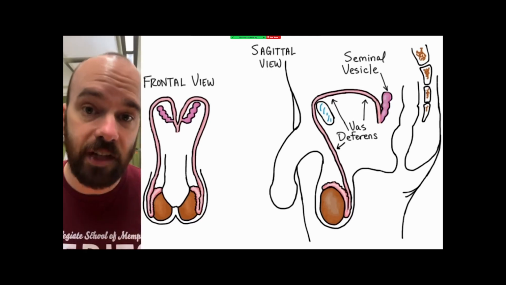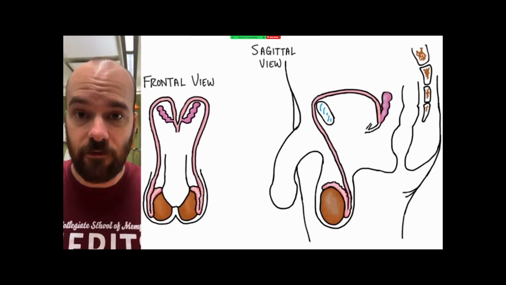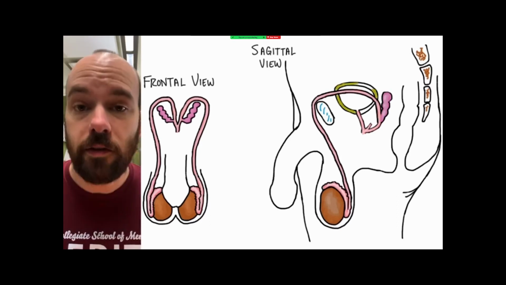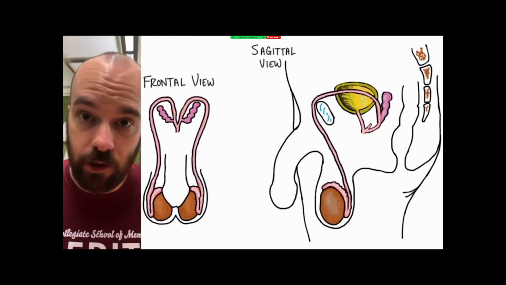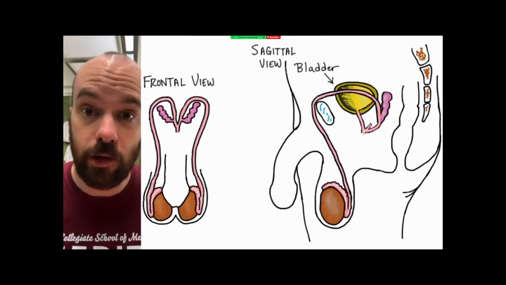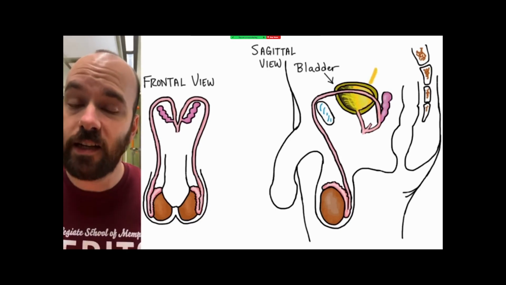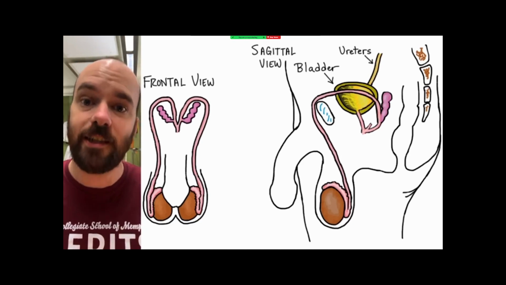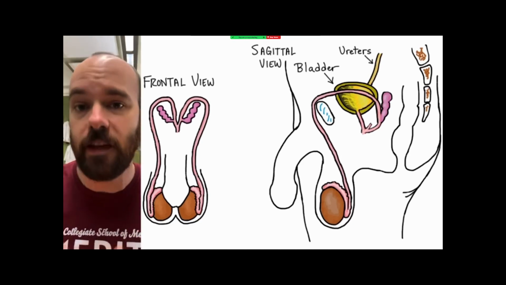And just past the seminal vesicle, the two vas deferens will join with the urethra, which is connected to the bladder. So here's the bladder, which of course stores urine until it's ready to be expelled during urination. And the bladder is connected to the kidneys by two tubes called ureters, which will bring the fluid from the kidneys down to the bladder to be stored. You can see that here in the diagram as well.